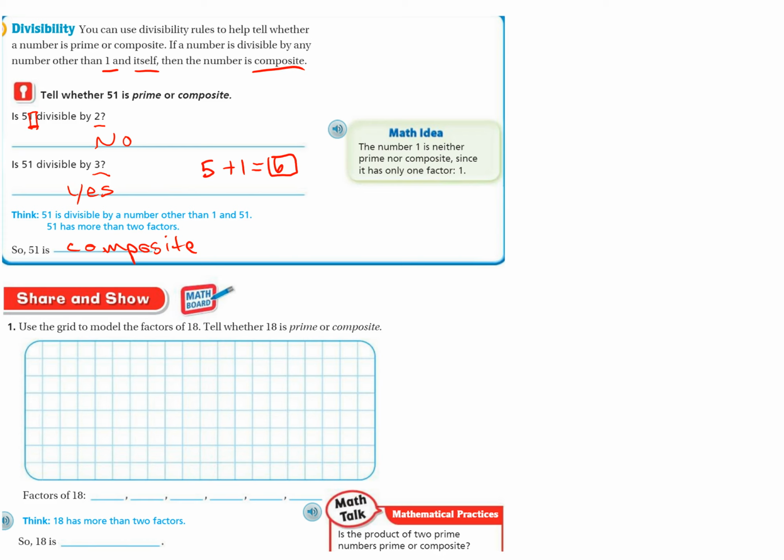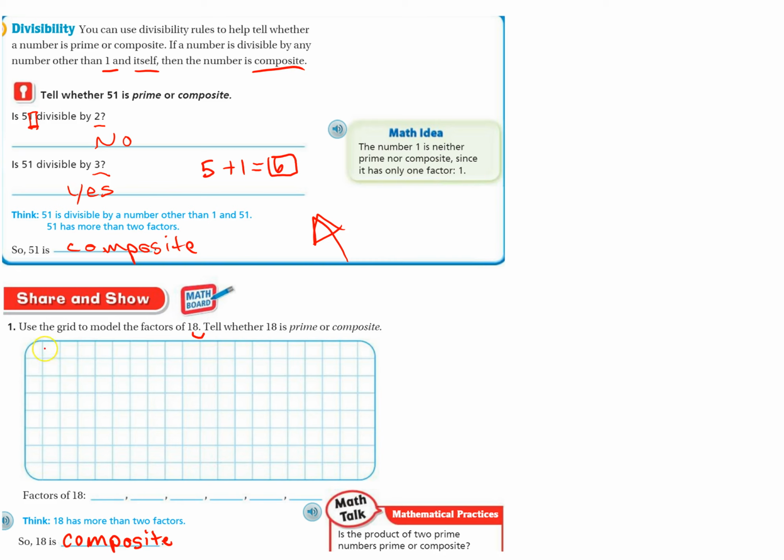Well, already using this trick up here, we know that 18 is going to be composite. We know that because it's got an 8 in the ones place, and our divisibility rule tells us if a number has a 0, 2, 4, 6, or 8 in the ones place, then it is divisible by 2. So we already know that it's composite. So we can write that in right now. But we are not done, because this problem actually asked us to do a little bit more than just tell if it's prime or composite. It also asks us to use the grid to model the factors of 18. So I'm going to do that now.